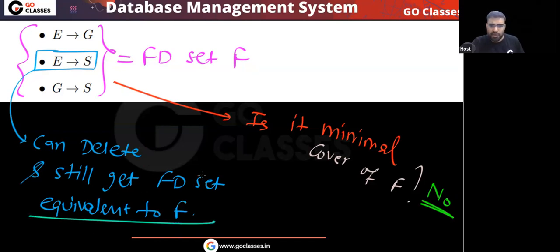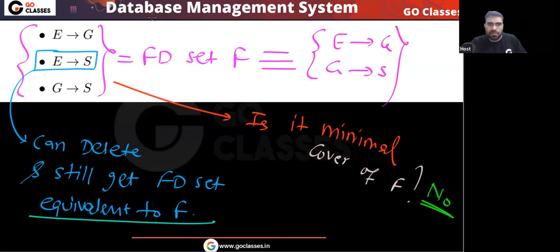So remember, this FD set F is actually equivalent to E determining G and G determining S. Can you notice they cover each other? Can I derive E determining S here? Yes, transitively. E determining G, G determining S. So transitively E determines S. So this will cover this, and this will cover this. So they are equivalent.